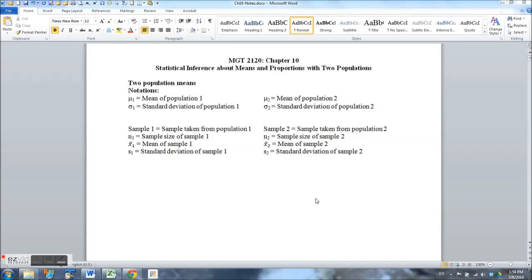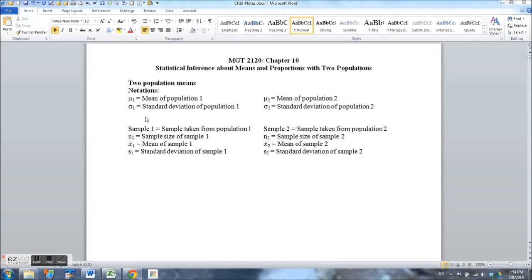Okay, chapter 10, second video. In the previous video, I gave an introduction to chapter 10. So we have two populations. The first population has mean mu sub 1 and standard deviation sigma sub 1. The second population has mu sub 2 for mean and sigma sub 2 for standard deviation. We take two independent random samples.